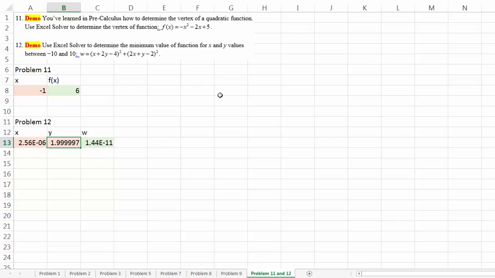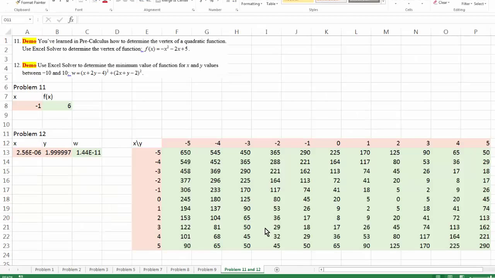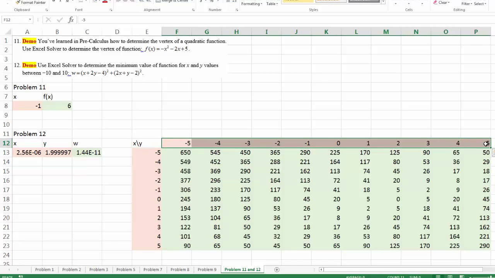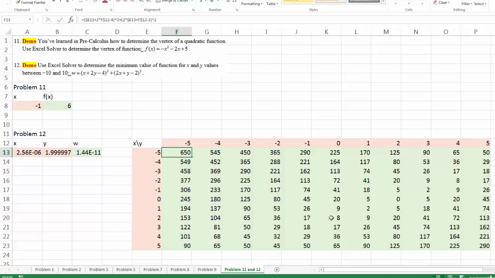And if you don't believe this, while you were not looking, I created this table to try out some calculations. So basically, x varies from -5 to +5 along this column, and y varies from -5 to +5 along this row. And these are the corresponding w values calculated from the x and y values. As you can see, according to this table, which obviously doesn't have all the samplings, the minimum w value does occur when x is 0, y is 2, and the w value is 0.